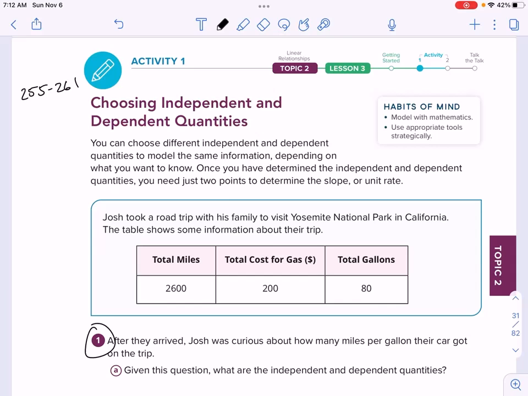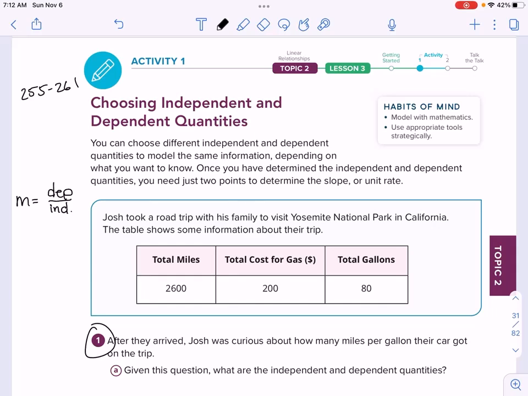But here, activity 1, it says choosing independent and dependent quantities. I do want to remind us though, I'm going to write this off to the side, that the rate of change or the slope is always the dependent variable over the independent variable, or y over x, change in y over change in x, or rise over run. So we're going to have to identify in these different situations which one is dependent, which one is independent. Anyways, so from there, we'll need a couple of points.